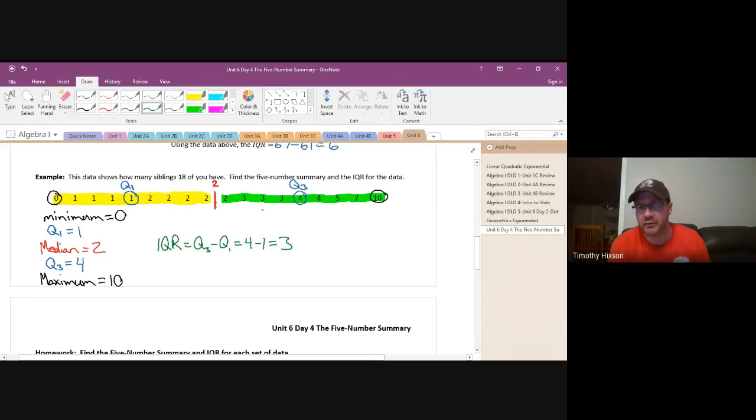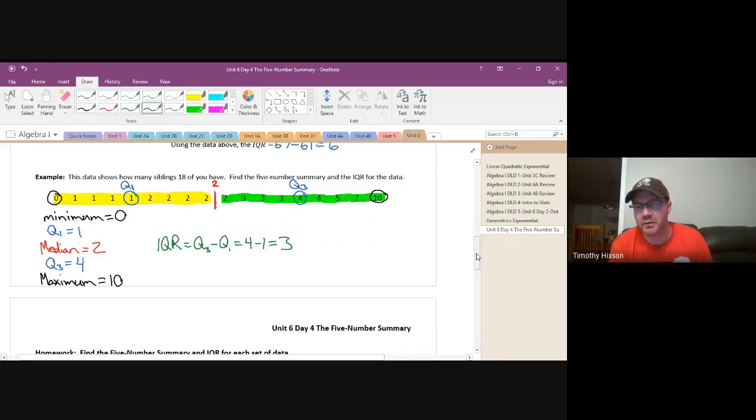50% of the students will have between 1 and 4 siblings. And that means also 50% of our students have within 3 siblings of each other. Within 3 siblings of the same number of siblings. So hopefully this makes sense.